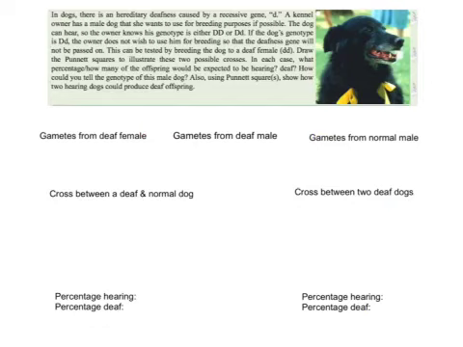How could we tell the genotype of this male dog? Also, using Punnett squares, show how 2 hearing dogs could produce deaf offspring. So before we go anywhere, we need to find out what alleles our individual dogs can pass on.